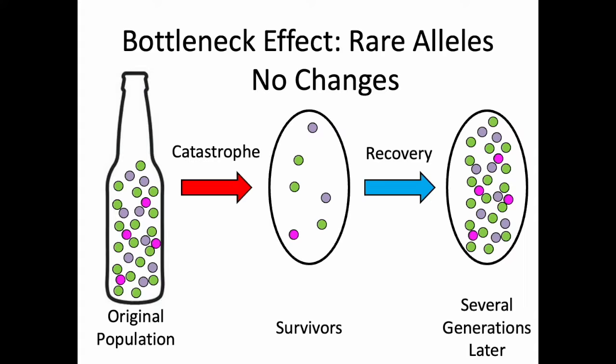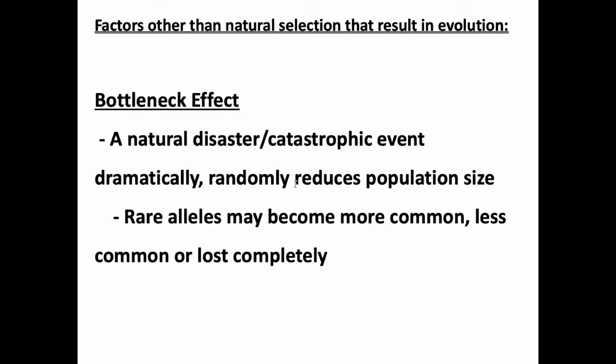Here's how I summarize this. A natural disaster dramatically, randomly reduces population size, like I said before. Because of the bottleneck effect, rare alleles may become more common, or they may become less common, or they may be lost completely. Any of these things are possibilities because, again, we're randomly choosing who lives and who dies.